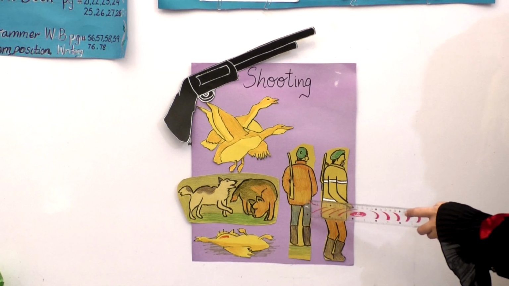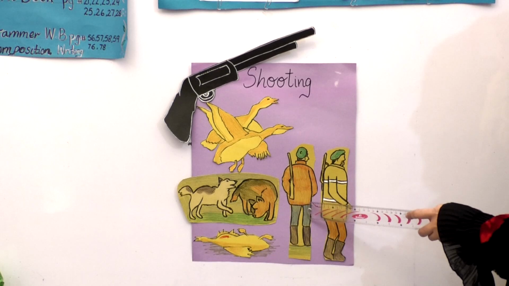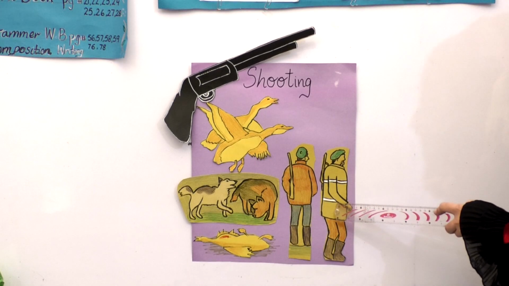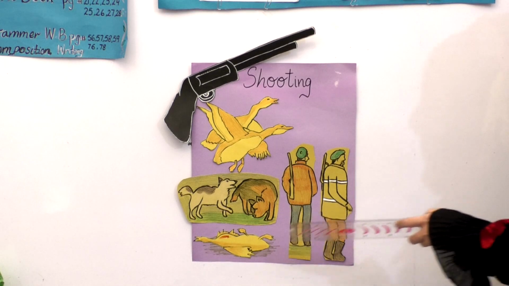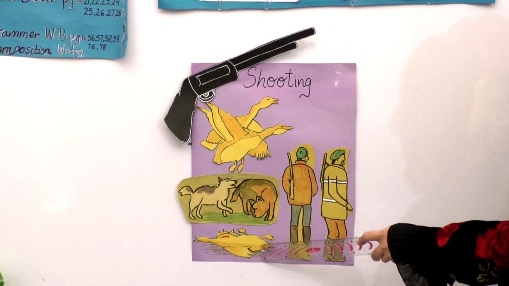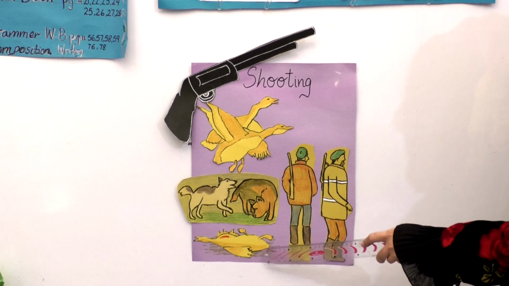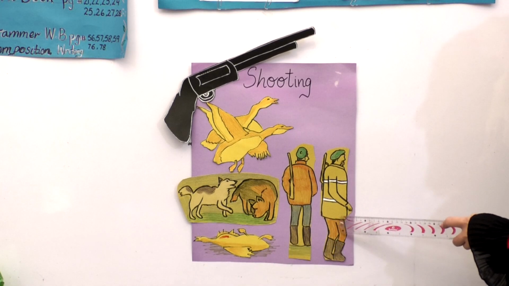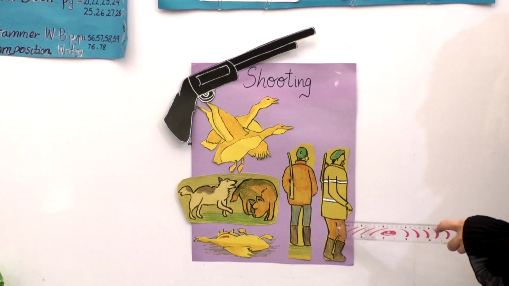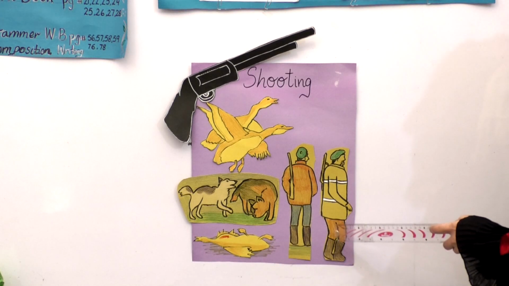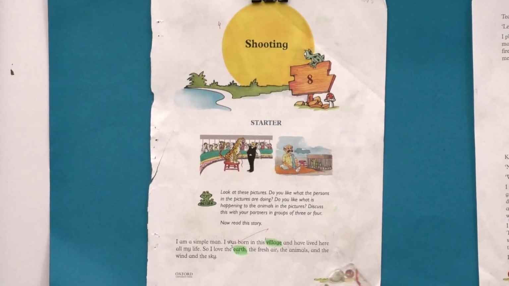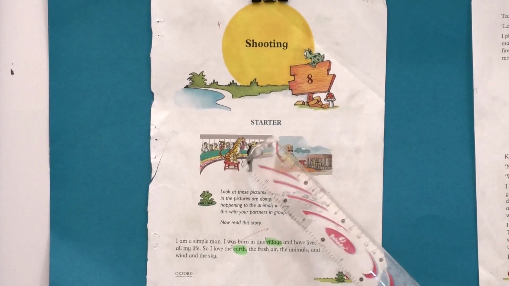After seeing this, Carl shoots the other duck too, and it was a very sad moment for the writer. He digs a hole and buries both of the ducks together and promises himself never to shoot or kill another animal for fun again. Now we will move on to the reading. We are going to start reading from page number 87.